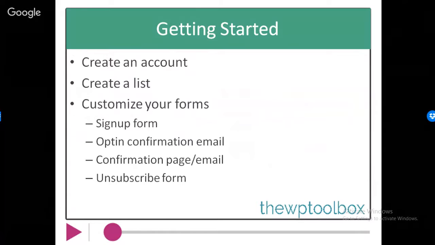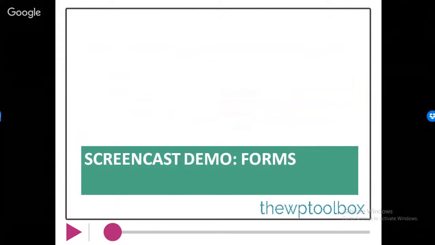And then you want to customize your forms. Some of the forms that we need to customize are the basic sign up form. That's where people are actually going to sign up to add themselves to your list. There's the opt-in confirmation email. That's that email that gets sent to them as part of the double opt-in process that I just talked about. And then there's also a confirmation page and email that really we should customize. And then maybe you want to customize your unsubscribe form. And we're going to take a look at customizing all of those here in just a minute. We're going to go do that right now.